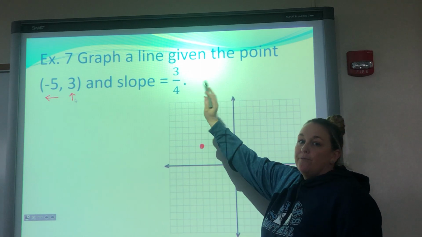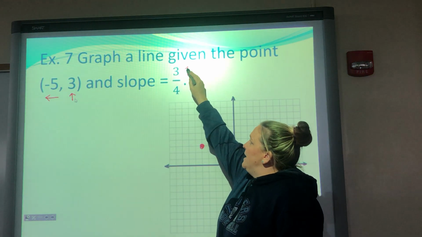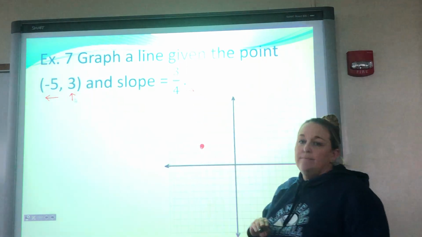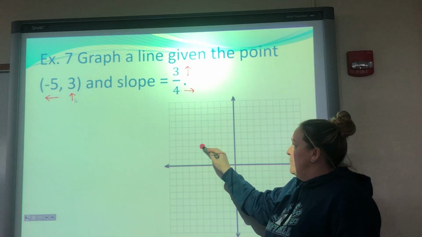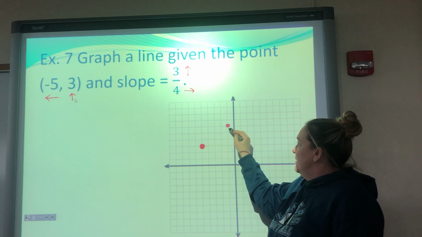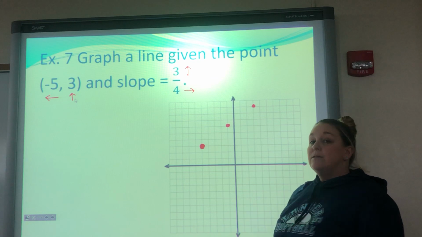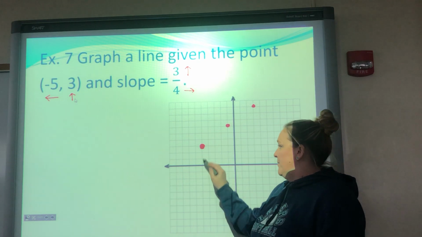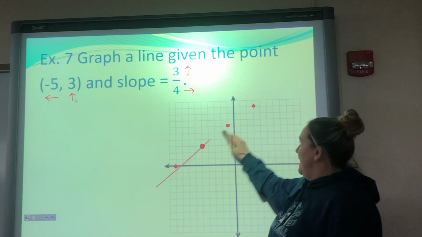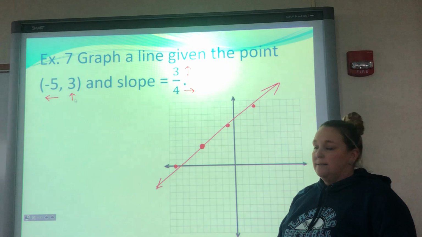Do your slope from here. So positive 3 on top is up or down. That's up because it's positive. The 4 on the bottom is right because it's positive. So from my point, up 3, to the right 4, up 3, to the right 4. Remember, you can do the exact opposite. Down 3, to the left 4, and you're going to connect, extend, and put arrows on both ends.